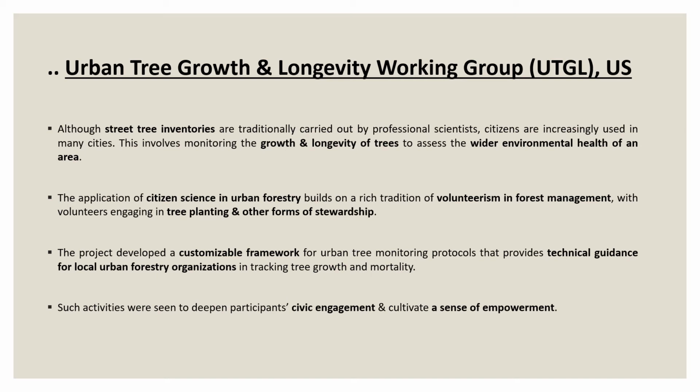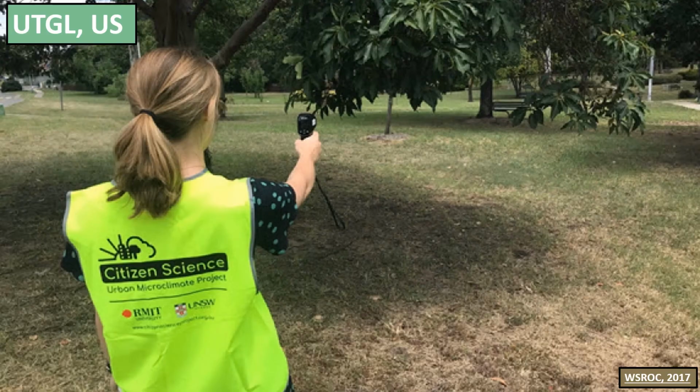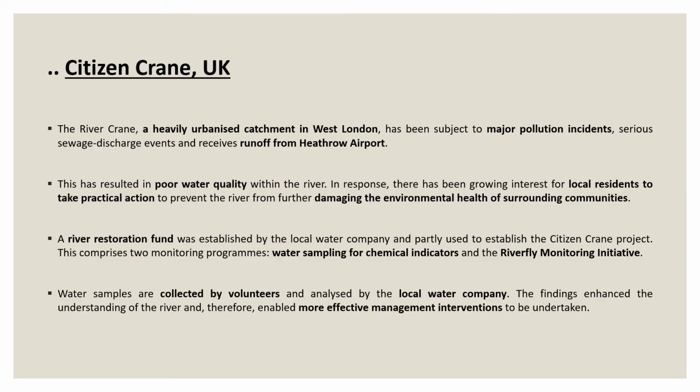The Urban Tree Growth and Longevity Group developed a customizable framework for urban tree monitoring protocols that provides technical guidance for local urban forestry organizations in tackling tree growth and mortality. Such activities were seen to deepen participants' civic engagement and cultivate a sense of empowerment. Tree managements have also benefited from the additional monitoring sources that have been able to pinpoint areas that require most attention. Tasks carried out by participants can range from simple observation and recording duties to the analysis of collected reports and the lobbying of councillors to enhance the focus placed upon green development. Turning to the UK, a recent urban citizen science project of note is the Citizen Grain River Management Initiative.